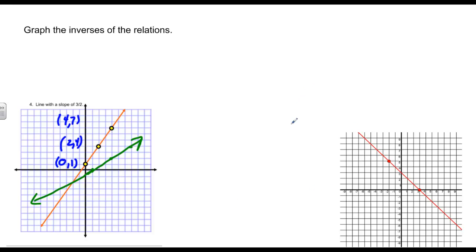Likewise, over here, I'll find a couple of points. One point is (3, 0). The other point I have is (-2, 5). And if I want to graph the inverse, once again, I switch the x and the y coordinates. So instead of (3, 0), I have (0, 3). I graph that point. And instead of (-2, 5), I have 5 over and negative 2 down, which is somewhere around here.